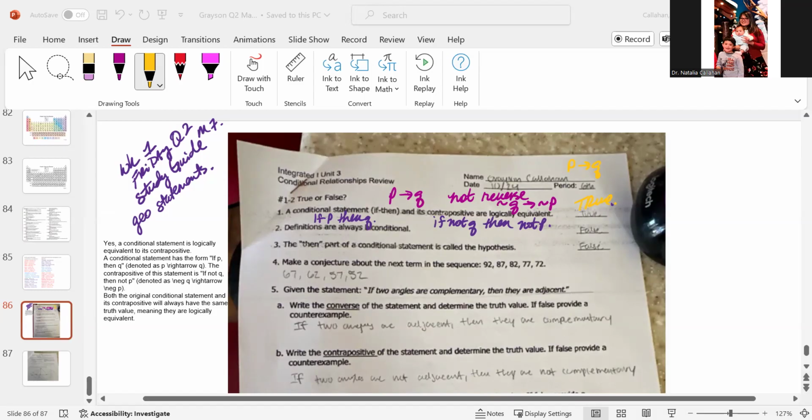Definitions are always biconditional. Remember, biconditional is P if and only if Q, right? I think that's true. Definitely always biconditional. Yes, and so it is true. Because remember, if P then Q, that's going forward. And then there's always the converse, which is if Q then P, right? So a definition has to be forward and backwards.